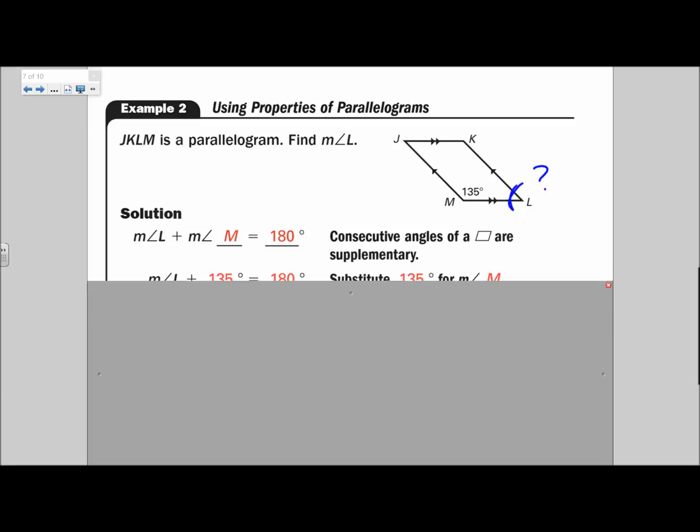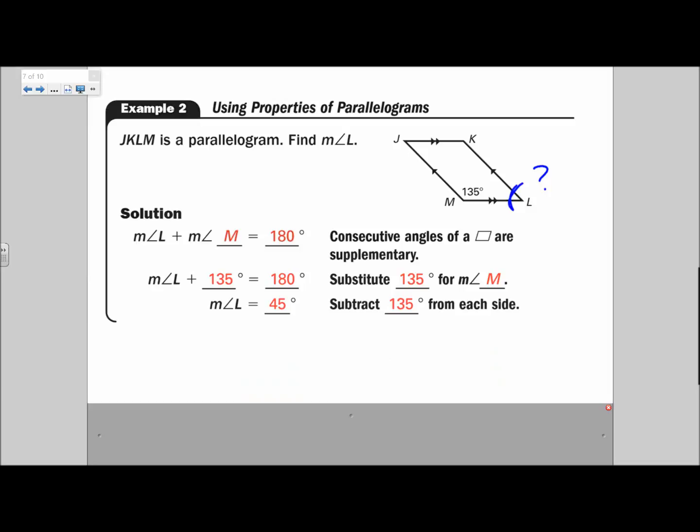What's the next step in the reasoning? There it is. Replace angle M with 135. 180 minus 135 is going to be 45. So measure of angle L is 45 degrees.